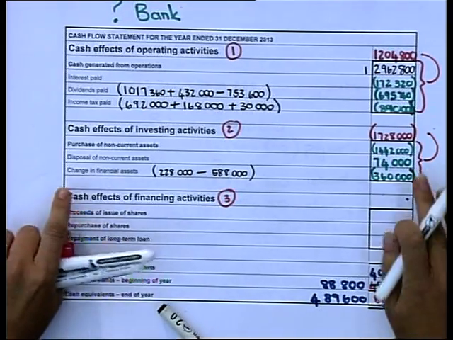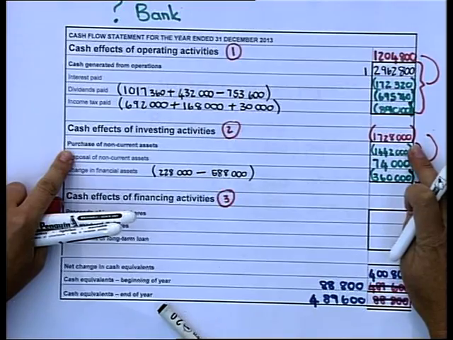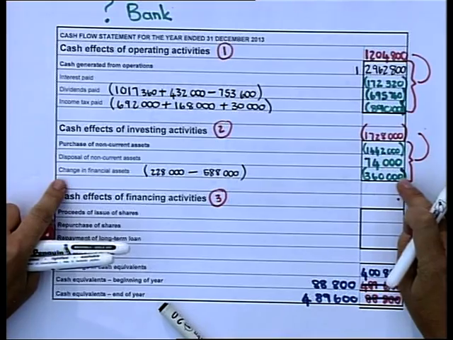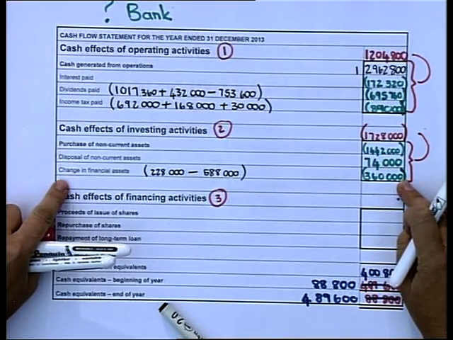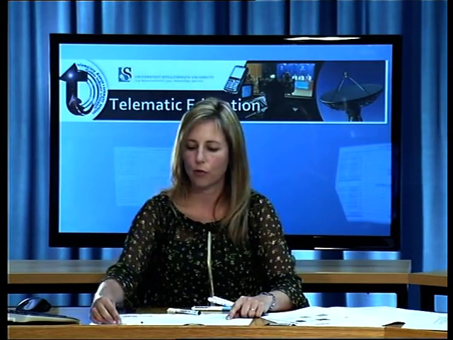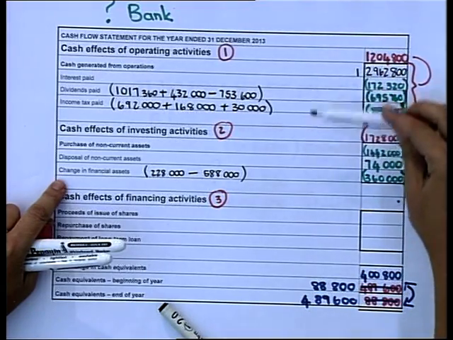Okay, remember we looked at the purchase of a non-current asset and we got that by looking at the totals provided to us in the note. We looked at the disposal of the non-current asset and then we looked at the change in financial assets. Okay, so Derby Limited, from their normal operations, 1.204 million. Then invested 1.7 million. Now they're actually down by about 500,000. So how did they make up that difference?